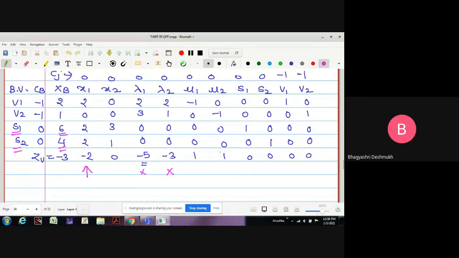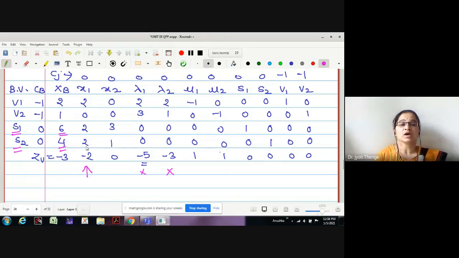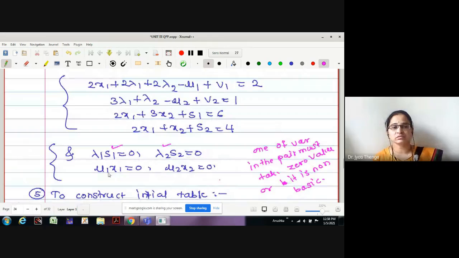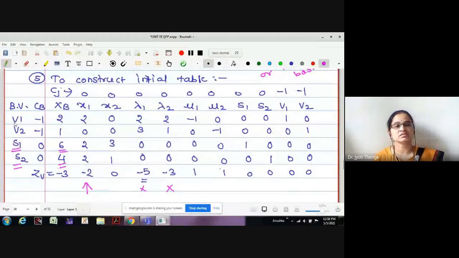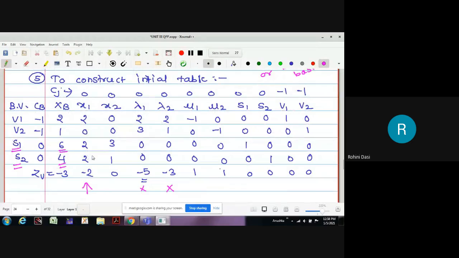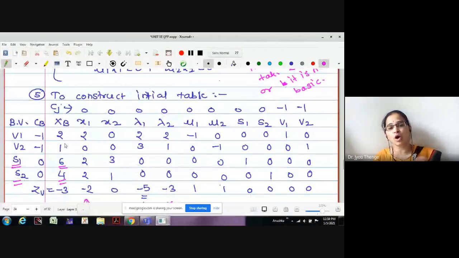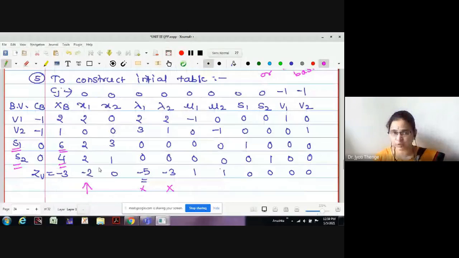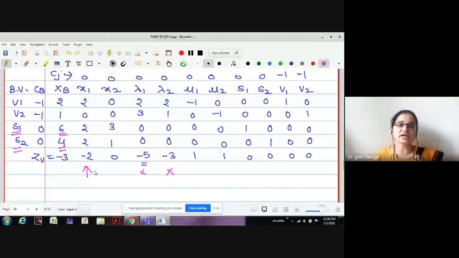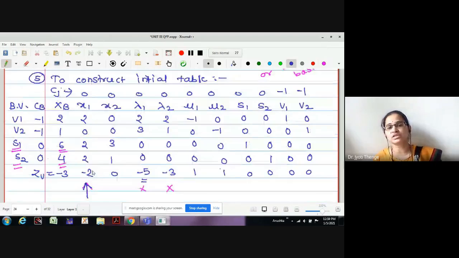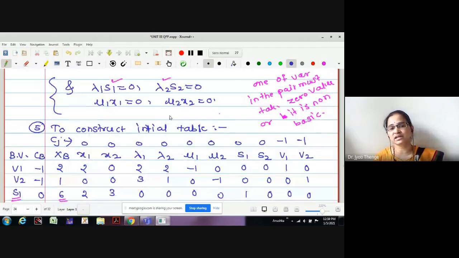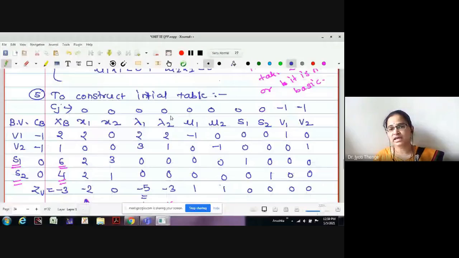X1 is the next choice with me. But what is the pair of X1? Mu1 is the pair. But whether mu1 is there in the basis? No. Still mu1 and x1 both are non-basic, having zero value. Therefore, one can enter x1 in the basis. We have selected our incoming variable. This is the process of taking care of these non-linear conditions. Is there any difficulty?